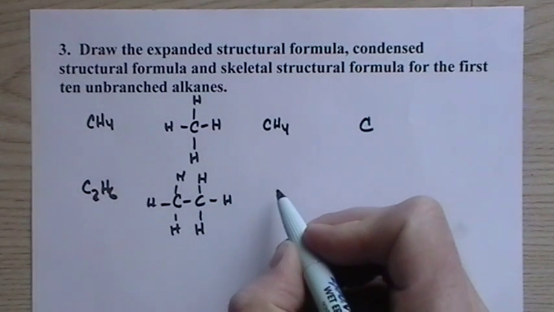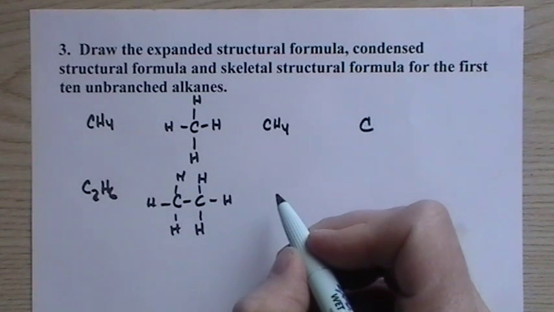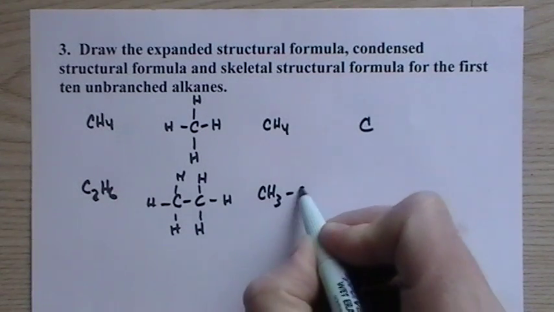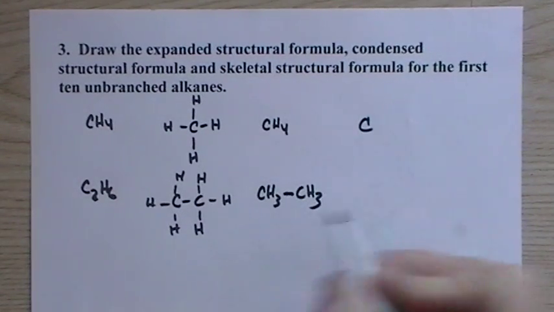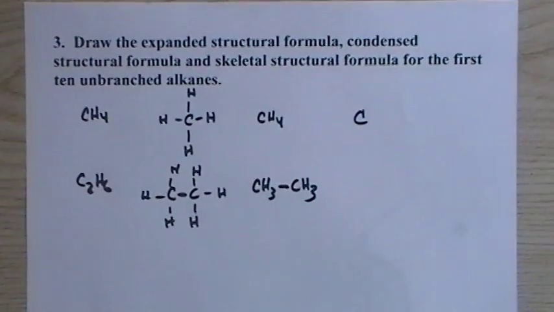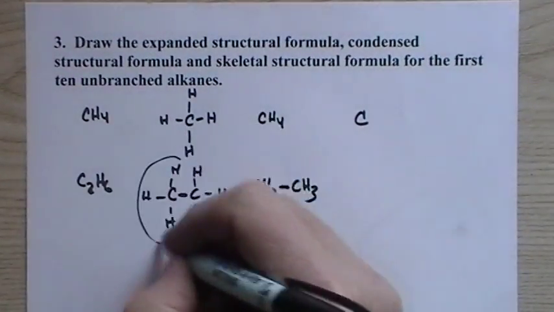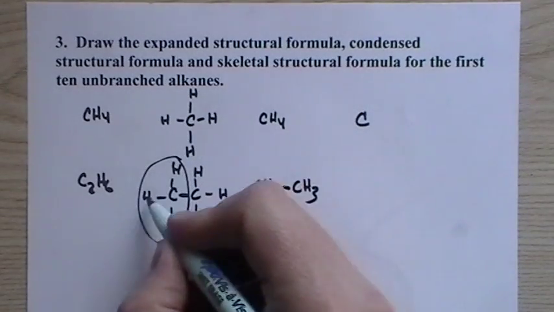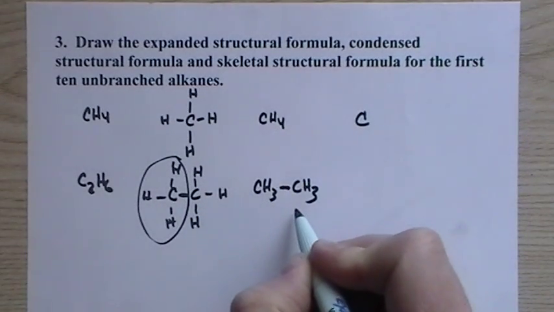The condensed formula, let me make sure that I'm where we should be in the book here. Yep. So this is CH3. This bond here is this bond. And instead of showing all of the hydrogens and how they're bonded, we just see this carbon is connected to 3 hydrogens, so we call it CH3.